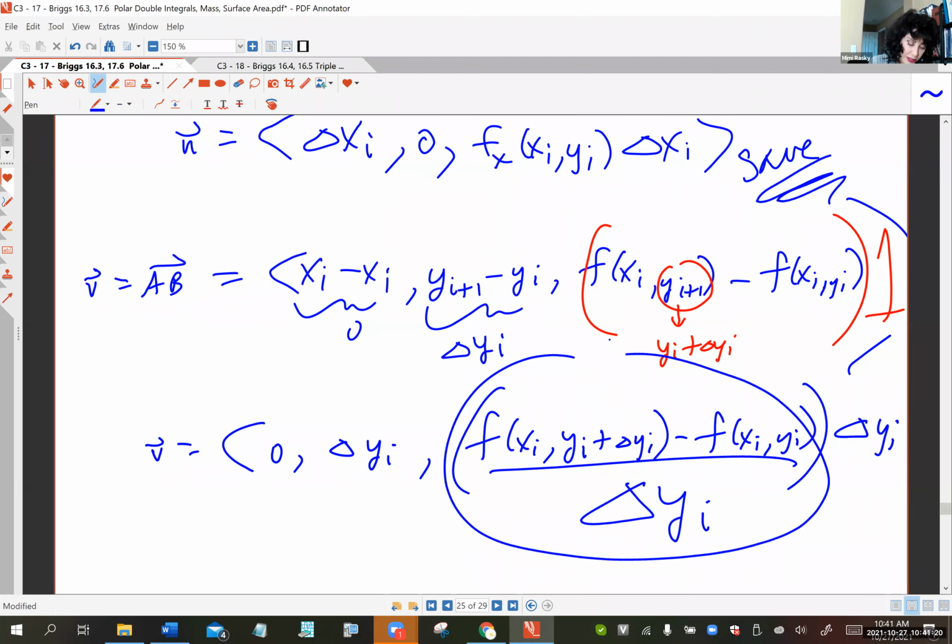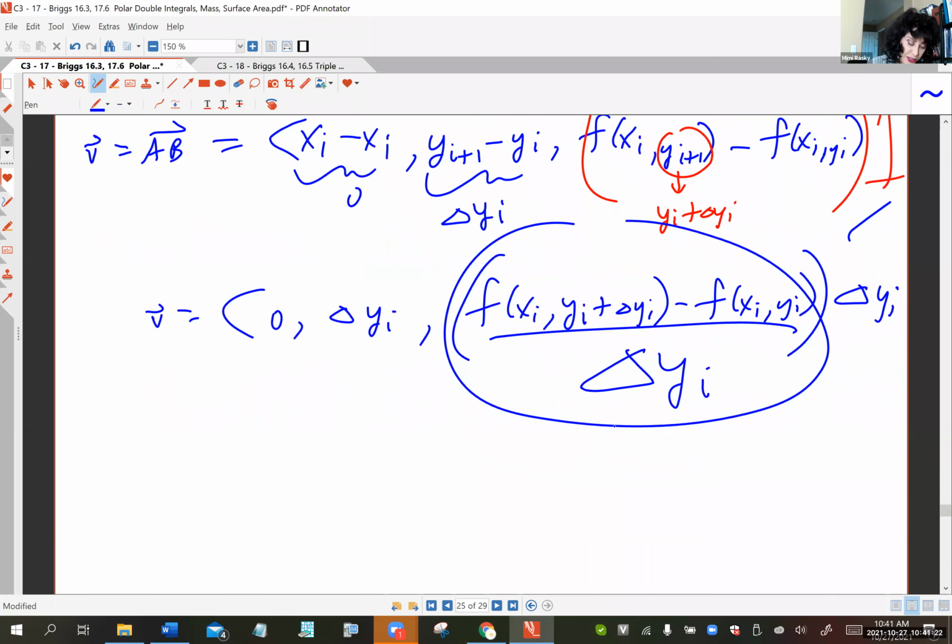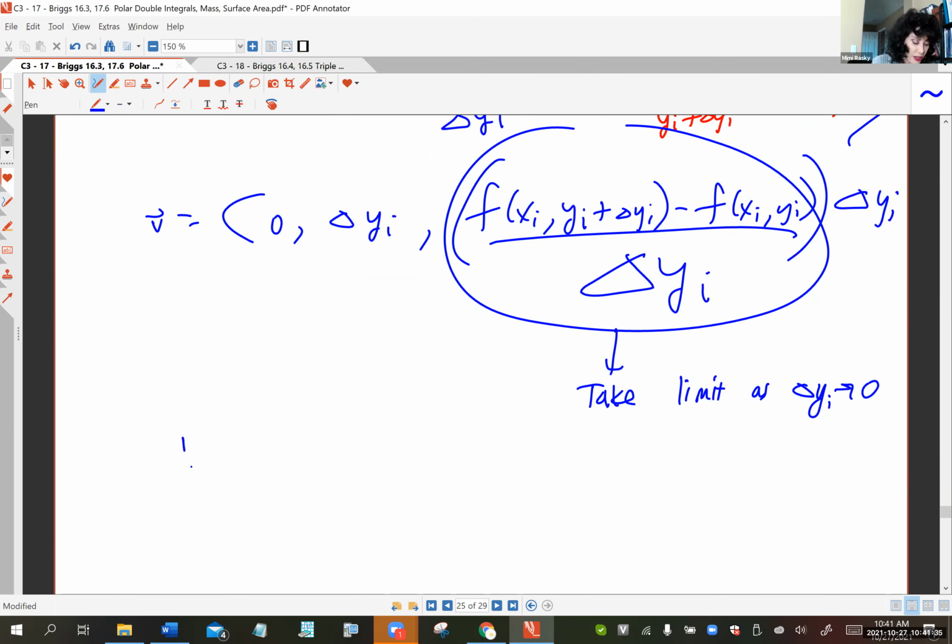So if you look at this, and you take the limit of this as delta y goes to 0, this is the definition of the partial derivative of f with respect to y. So the other vector looks like this.